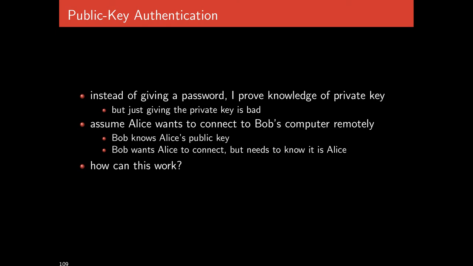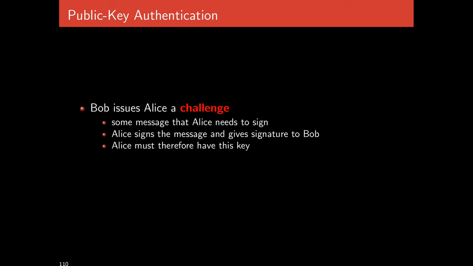Suppose that Alice wants to connect to Bob. Bob knows Alice's public key. Bob wants Alice to connect, but needs evidence that it's Alice. So how could this work? Well, Bob could issue Alice a challenge. So Bob, for instance, just picks a number and says to Alice, sign this number. Give me a signature of this number. And Alice signs the number and gives the signature back to Bob.